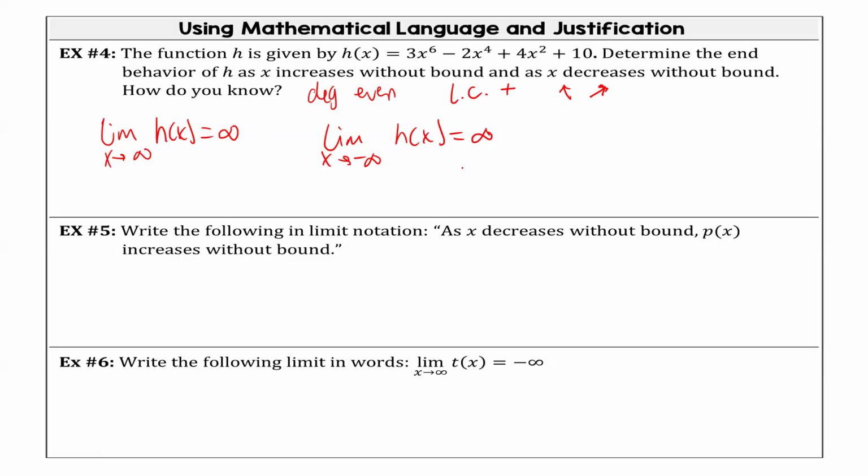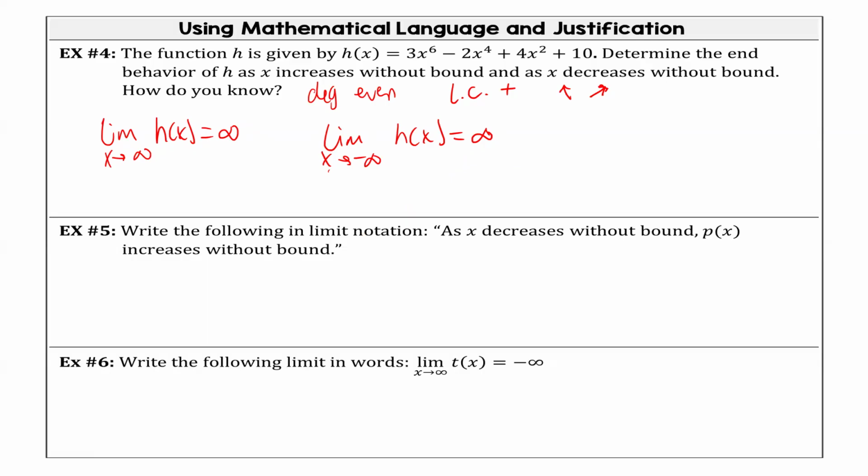You wrote it in words instead of symbols? You just need to be comfortable reading it because it may be given to you like this. So limit as x goes to positive infinity, h of x equals positive infinity. Limit as x goes towards negative infinity, h of x equals positive infinity. All right, so going vice versa, once you write it as a limit.